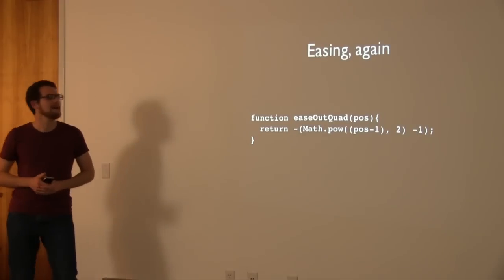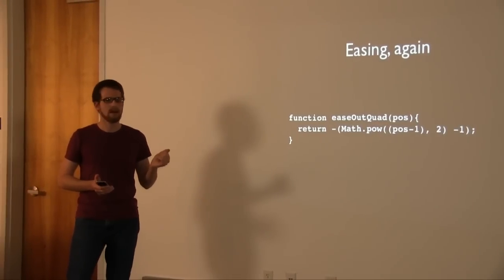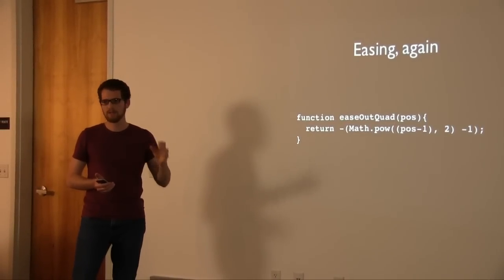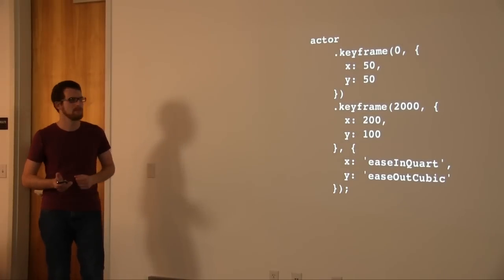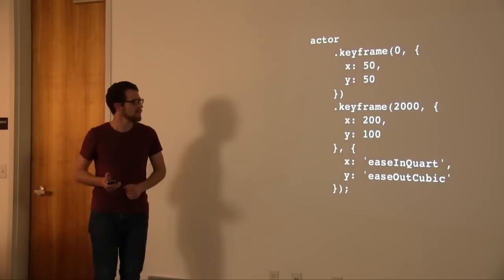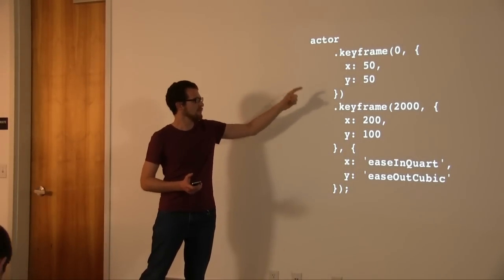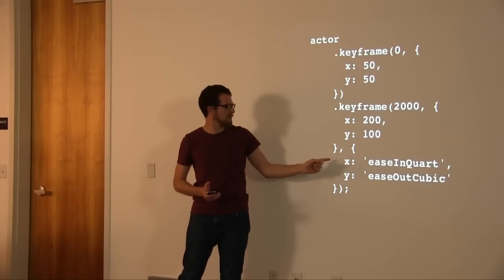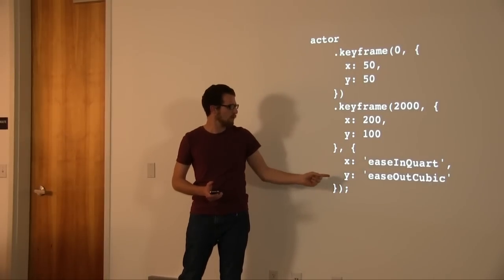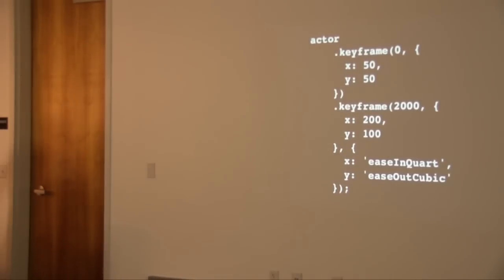Anyways, so if you mismatch the easing formulas on your tween, then you get all sorts of curves. Fortunately, Rekapi supports this type of logic. So here's a similar animation to before. It's got the same two keyframes at 50, 50, 200, 100. But down here, we're specifying that we want to animate X on ease in quart and Y on ease out cubic. So let's see what this looks like.